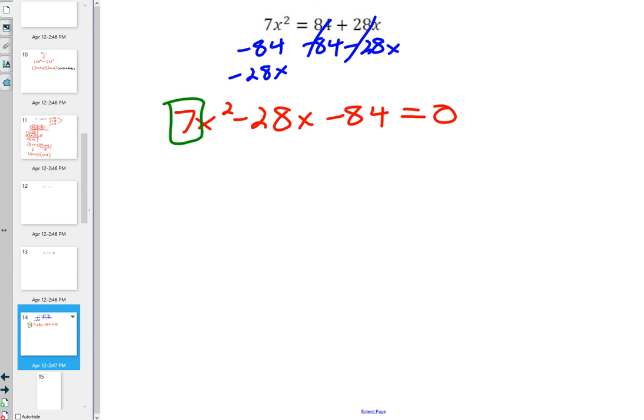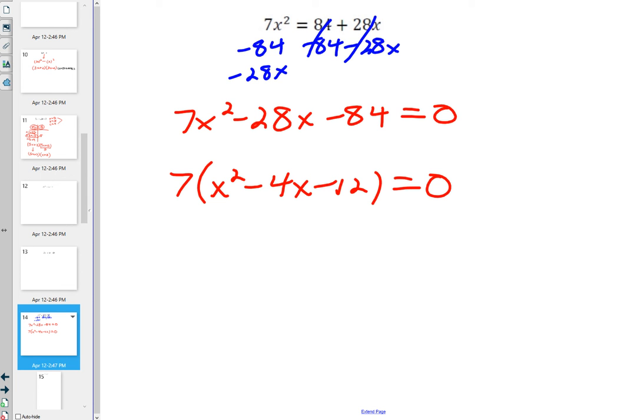All right, so let's do factoring. I'll do one with the quadratic formula. If you factor out a 7, that gives us that.